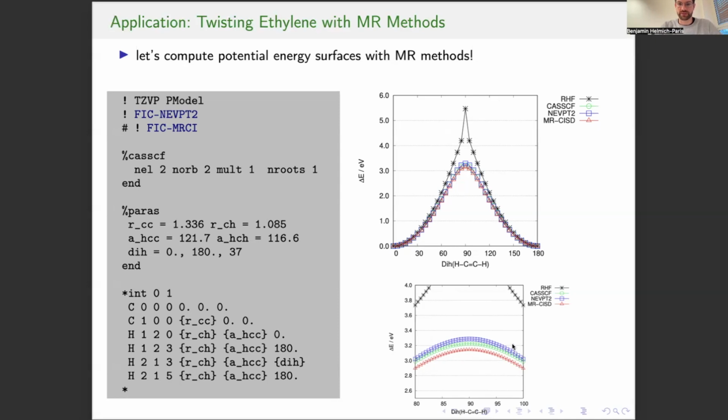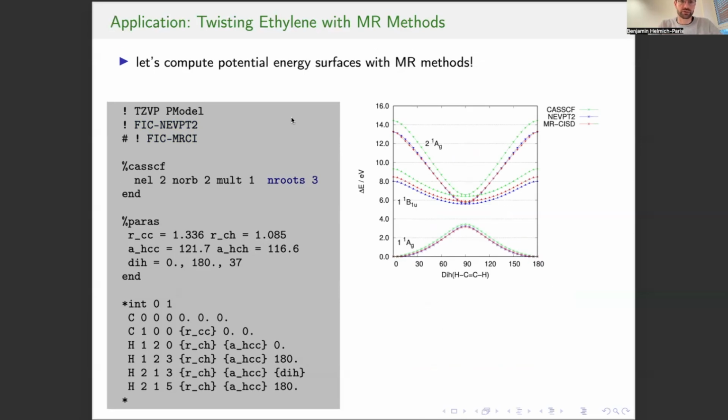If we now make a small inset for the dihedral angles between 80 and 100 degrees, we see that NEVPT2 is actually slightly higher in energy than CASSCF, and multi-reference CI is slightly lower in energy than CASSCF.